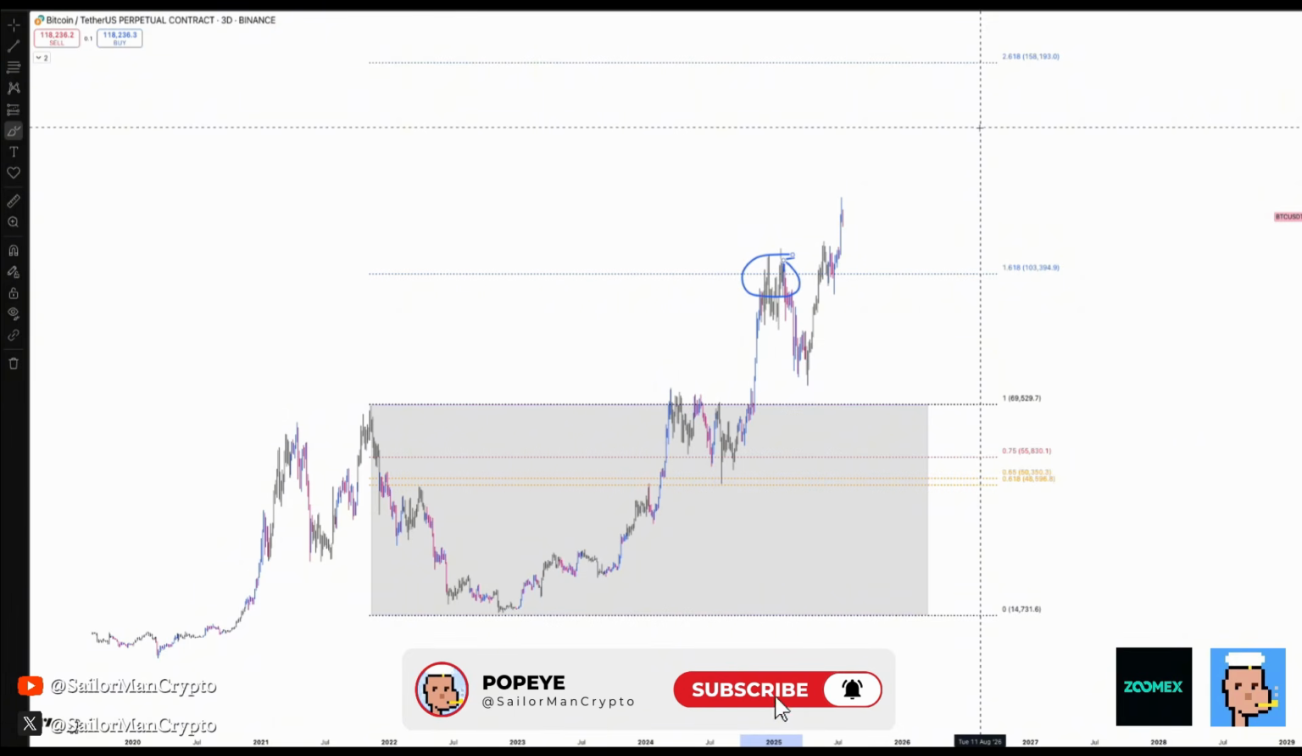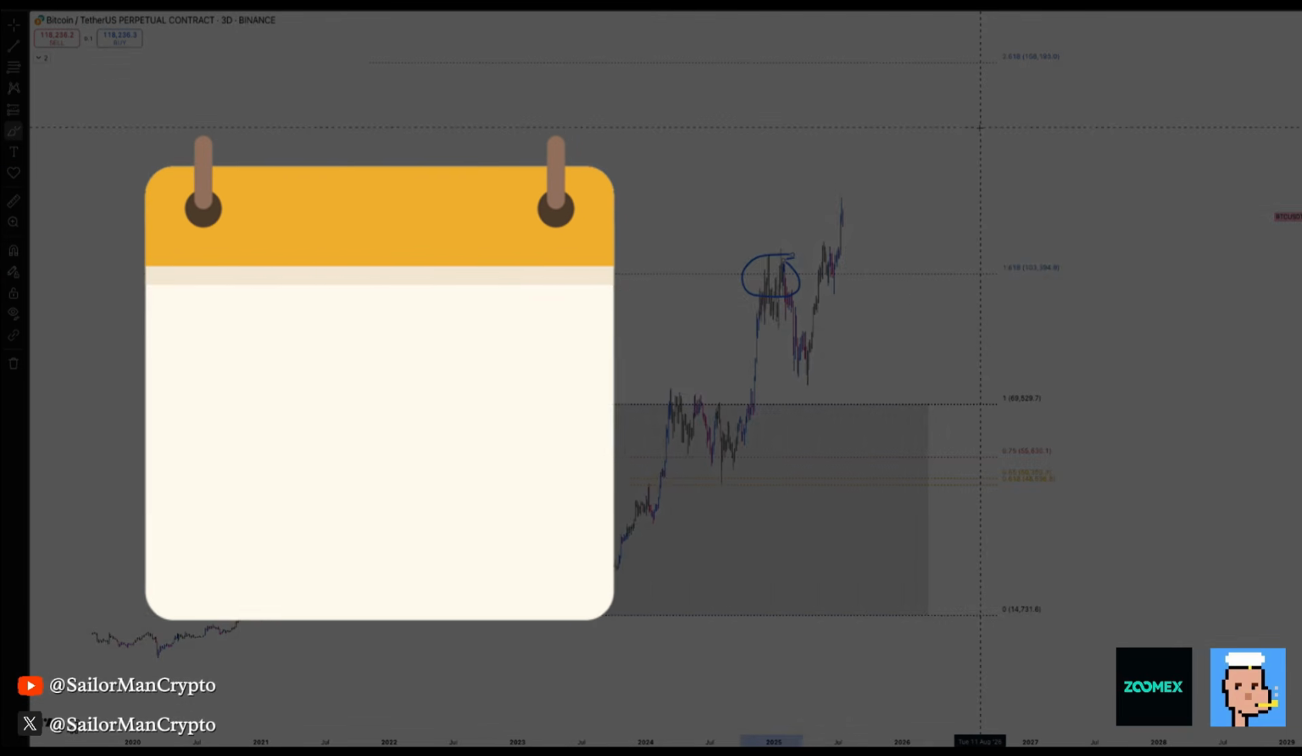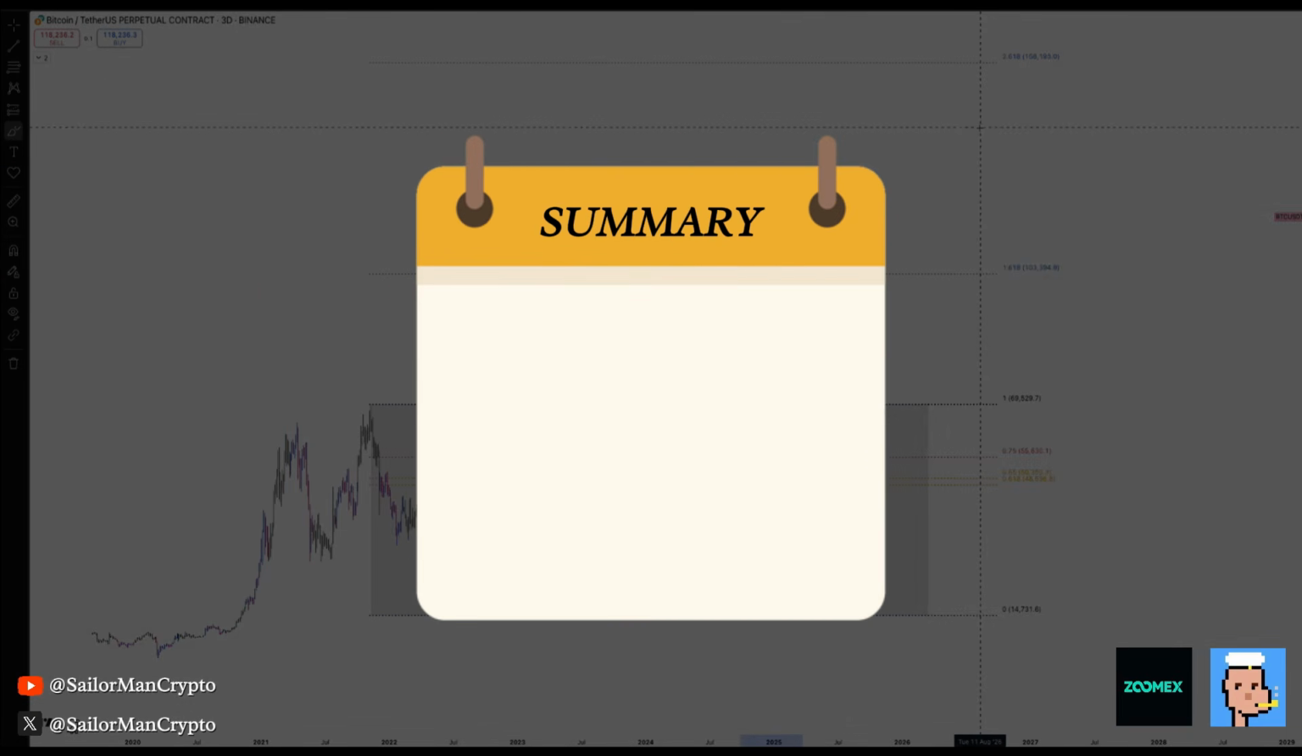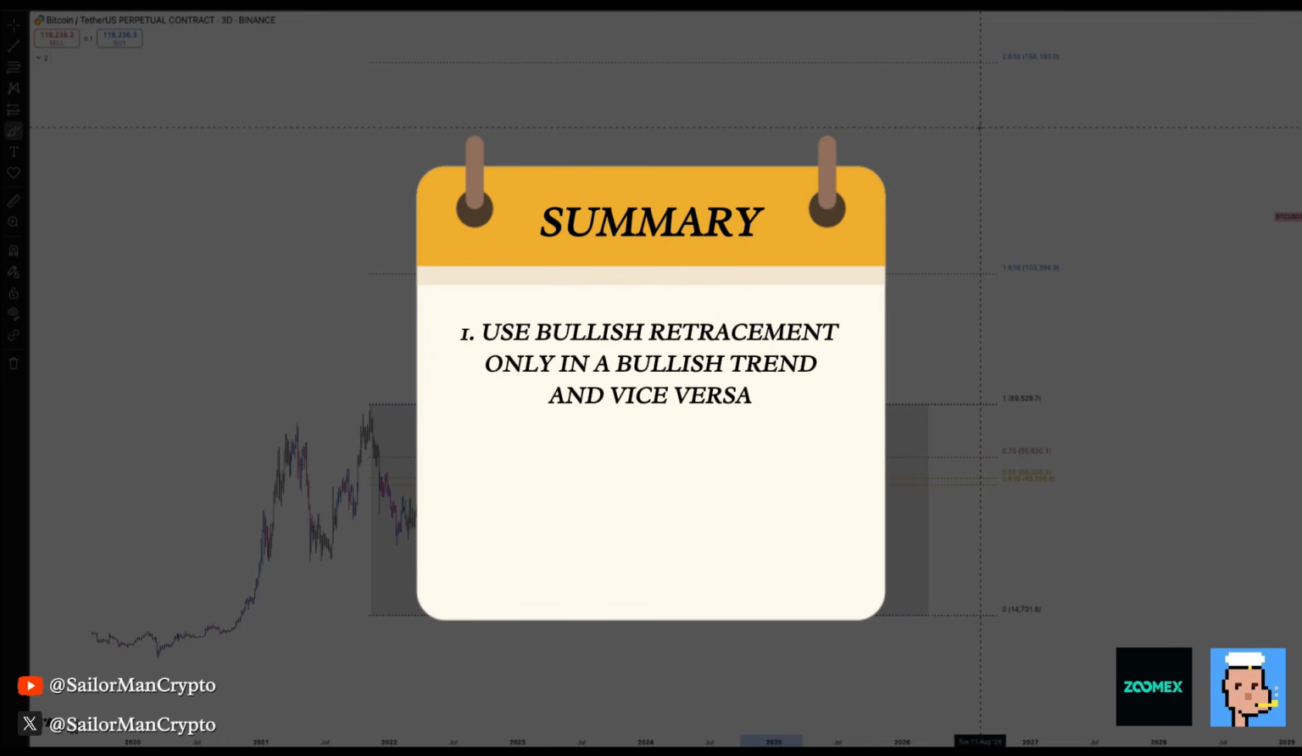I think that is everything for the Fibonacci tools. As I said, just to keep it as a summary, make sure to understand how to use it. Use the bullish retracement on the bullish trend. Use the bearish retracement on the bearish trend. So to follow the context and to ride the trends.